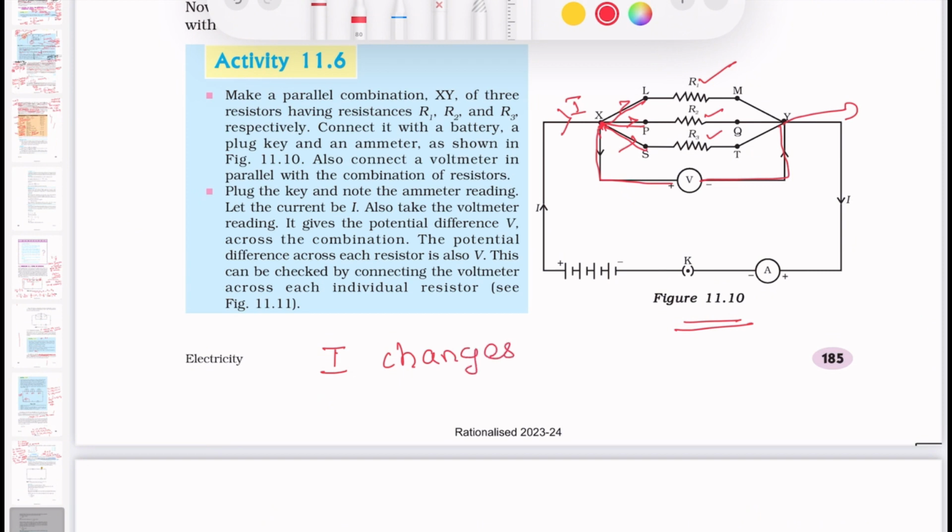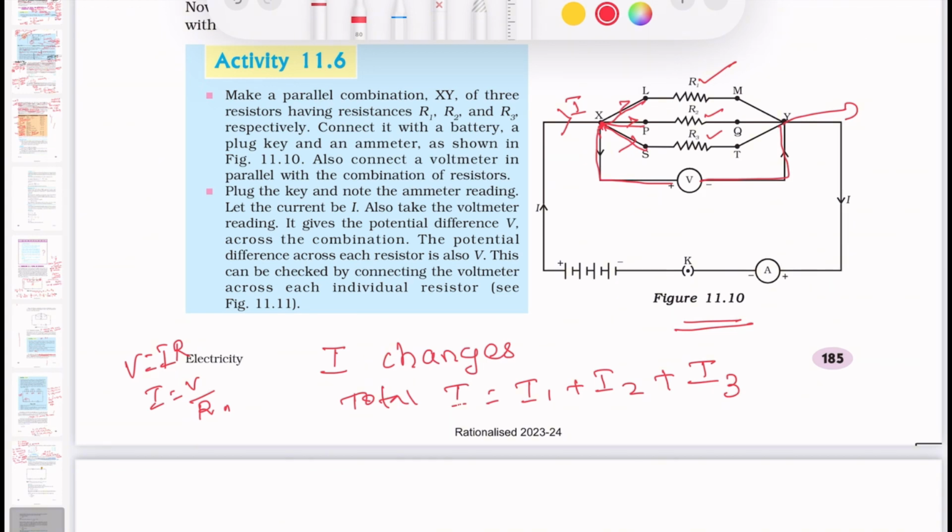So what will be the current in R1? We know that V is equal to IR, so I is equal to V by R. So the current here is going to change. The total current is equal to I1 plus I2 plus I3 because the current is changing. So what about the potential difference?